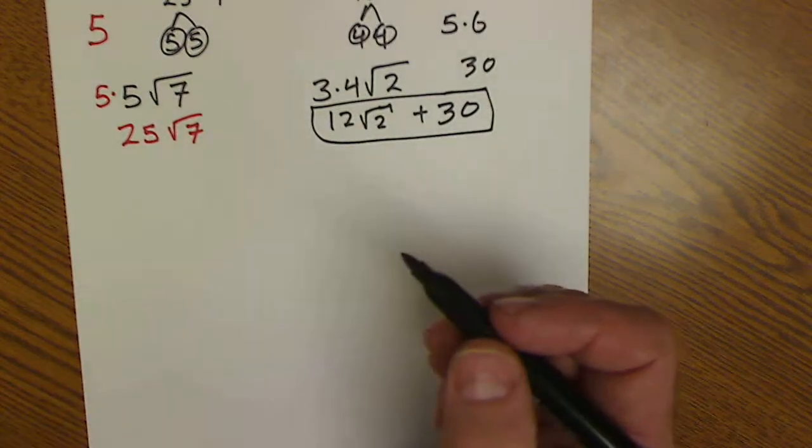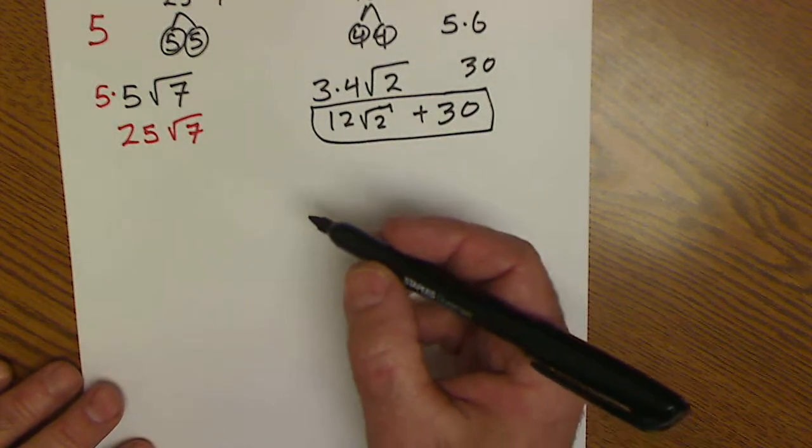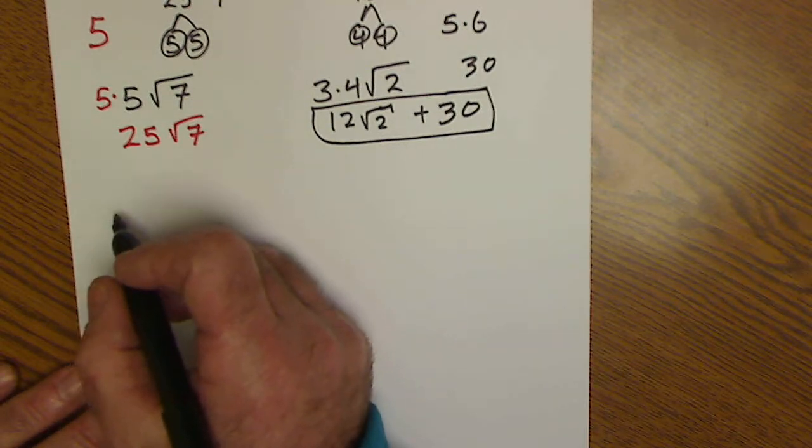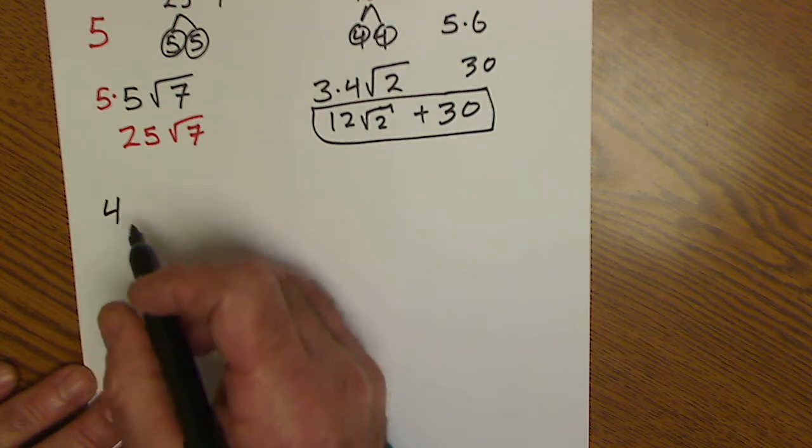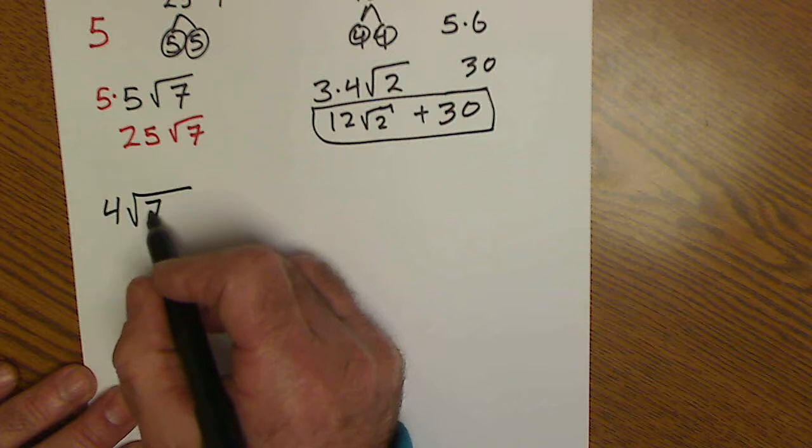Okay, let me try one more here. Let's say I have 4 root 75.